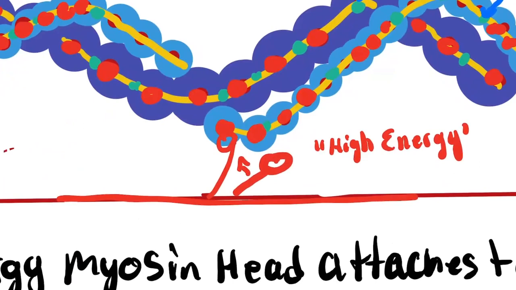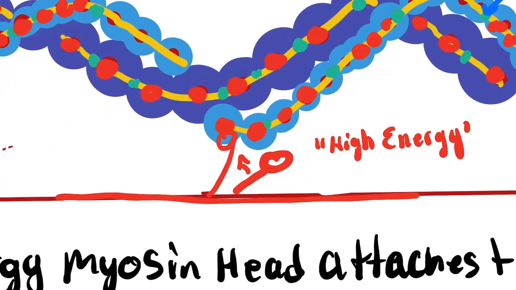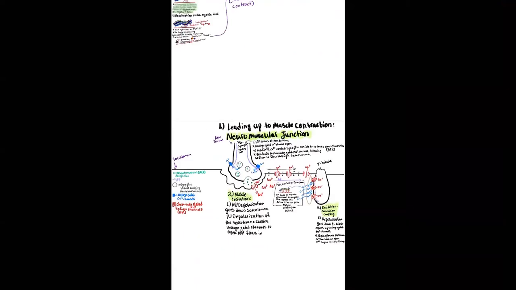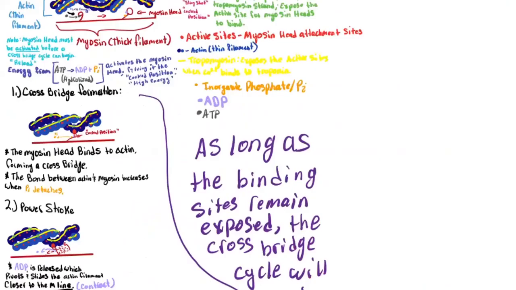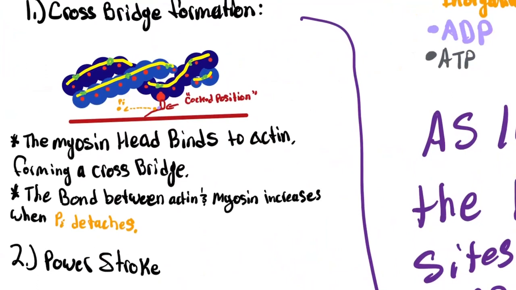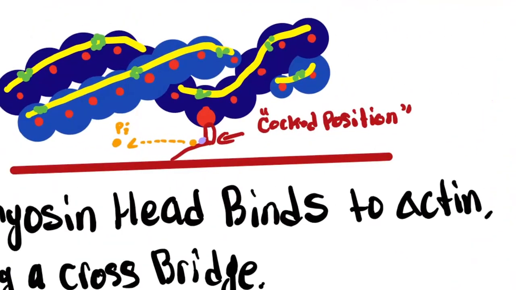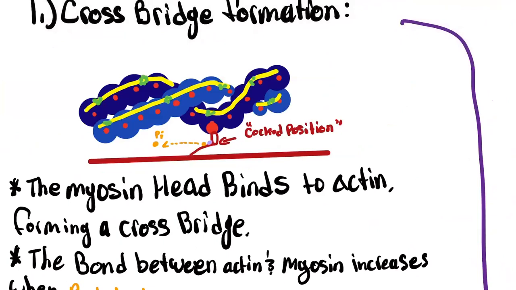And here you still have the ADP and phosphate connected. Let me refer to my notes really quick. So the myosin heads connect to the actin, and when it connects to the active site, that's what they call a cross bridge.